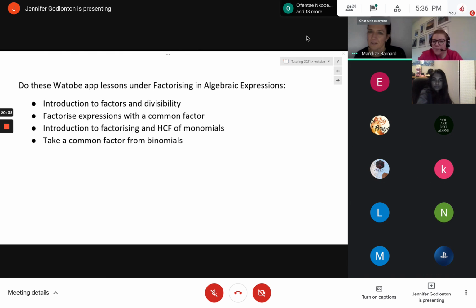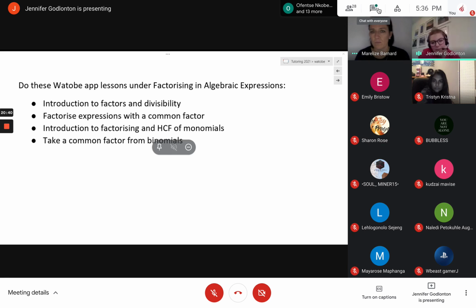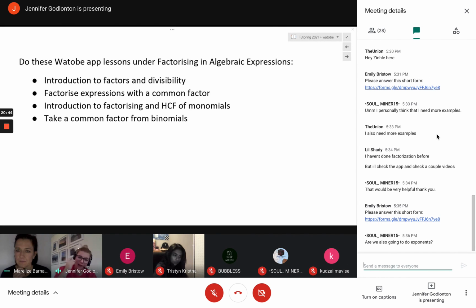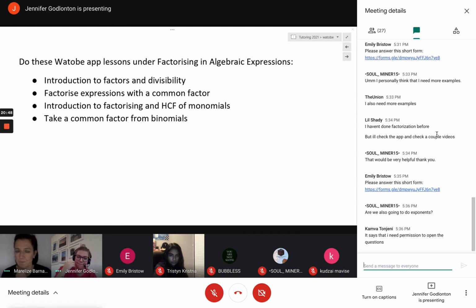There's another question. Exponents. There is some exponent work in factorization, but this lesson plan doesn't focus on exponents. So you need to know your exponents to factorize, but it's not going to be focusing specifically on exponent laws or anything like that, just on how to factorize if there are exponents.